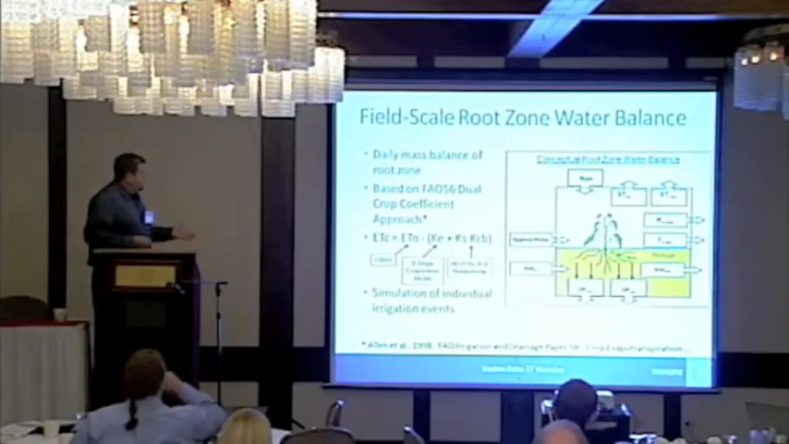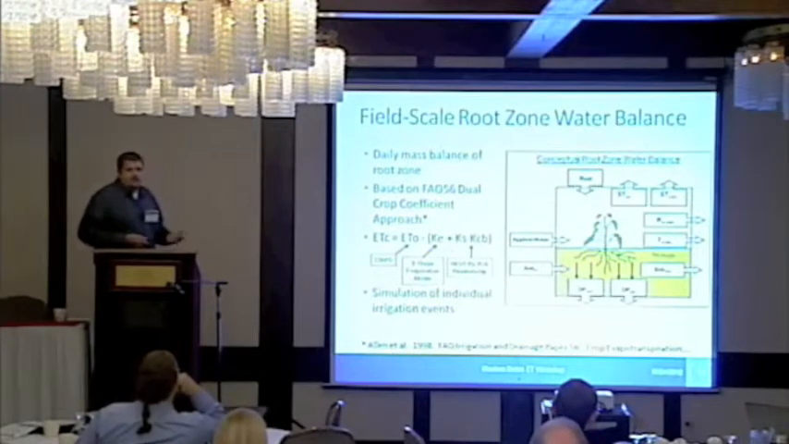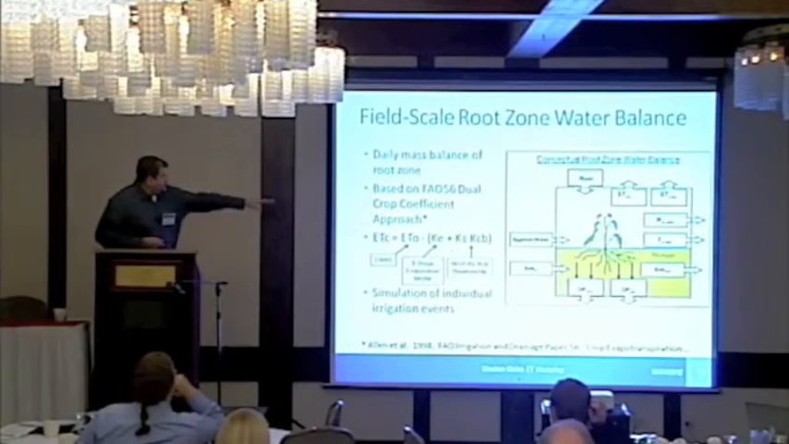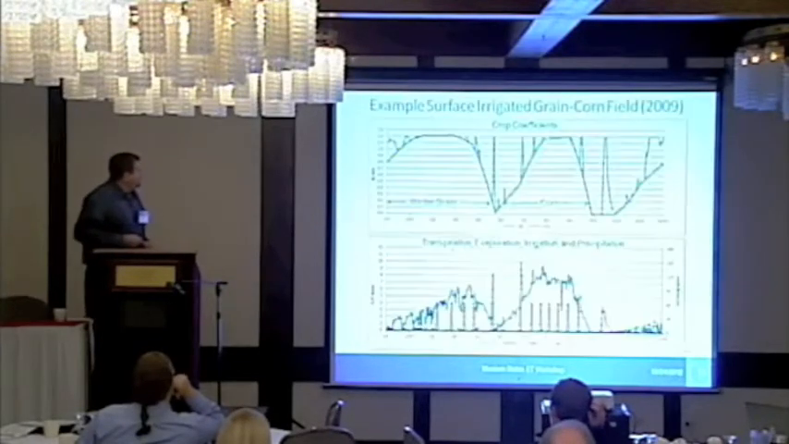Through the model, we simulate individual irrigation events to estimate the evaporation component of ET and to estimate the total applied water over time. On the right, we just have a schematic of those flow paths for the root zone water balance. We neglect horizontal subsurface inflows and outflows because we don't feel those are significant.